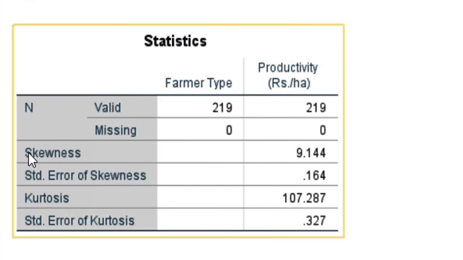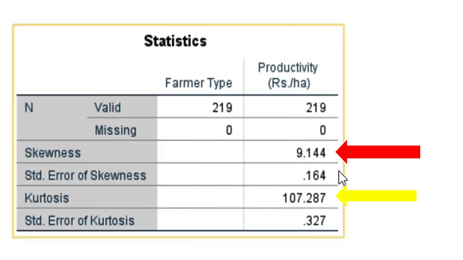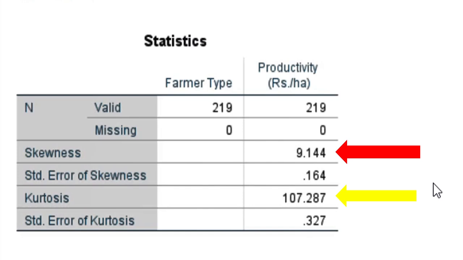The value of skewness and kurtosis for normally distributed data lies between -2 to +2. In this case, values of skewness and kurtosis are more than 2, which indicates that our data is not normally distributed. In this manner, you can check the distribution of data.